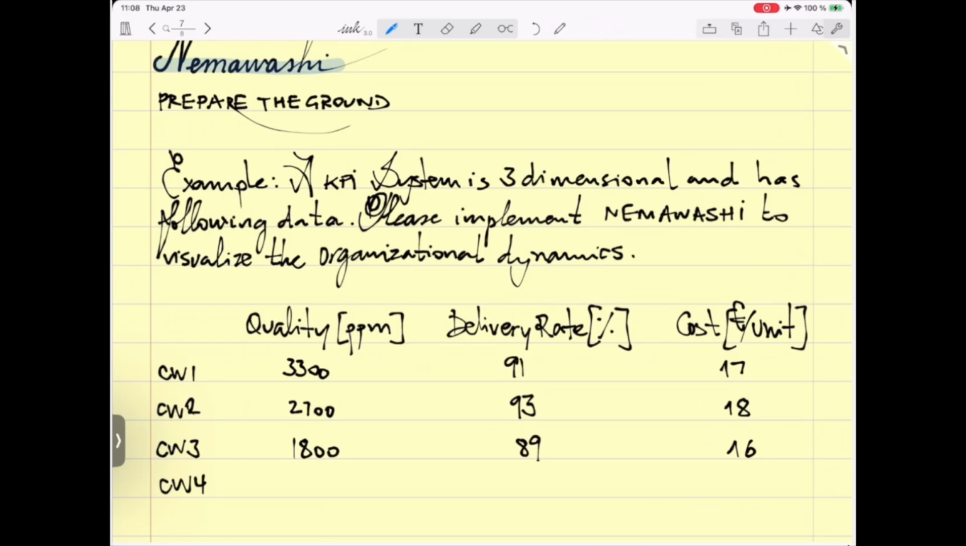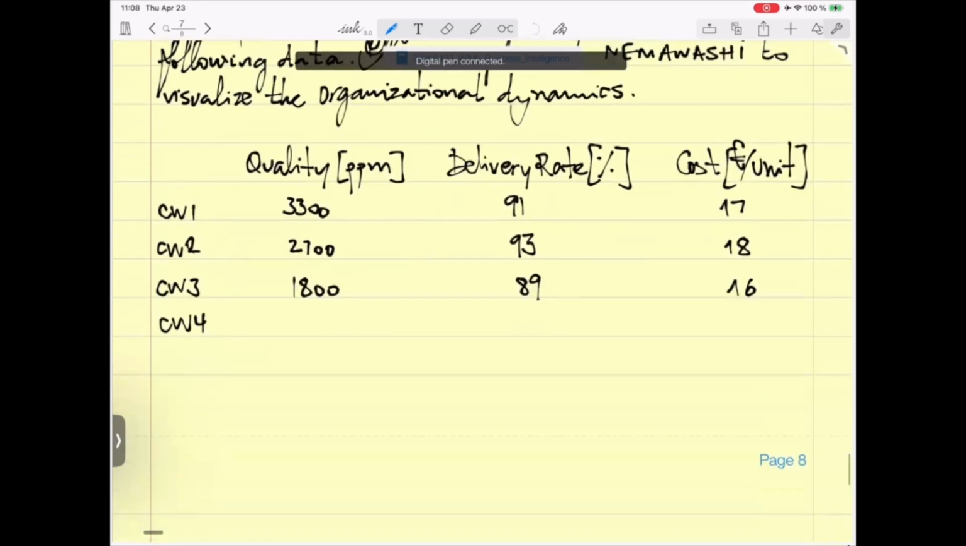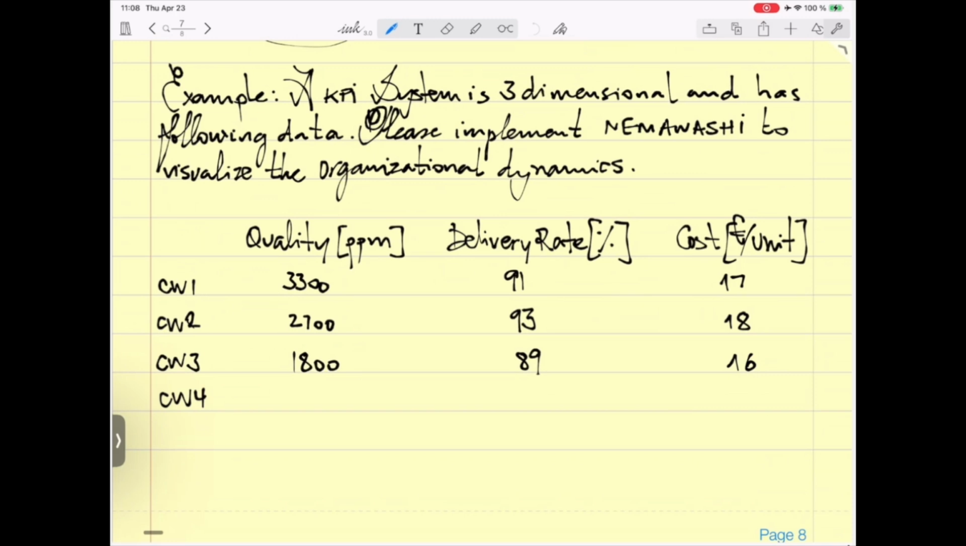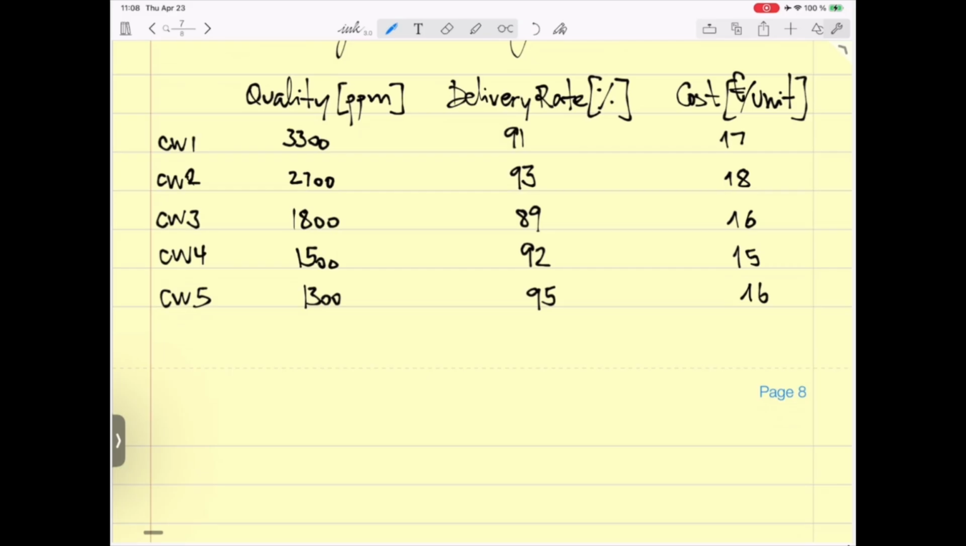Calendar week 4, I'm having problems with my program, so wait a moment. Start it again. Now it seems to work better. Calendar week 4, 1500, 92, and 15, and calendar week 5, 1300, 95, and 16. So the first thing you notice again is the scale of the three KPIs is different. Okay, so we need to normalize.